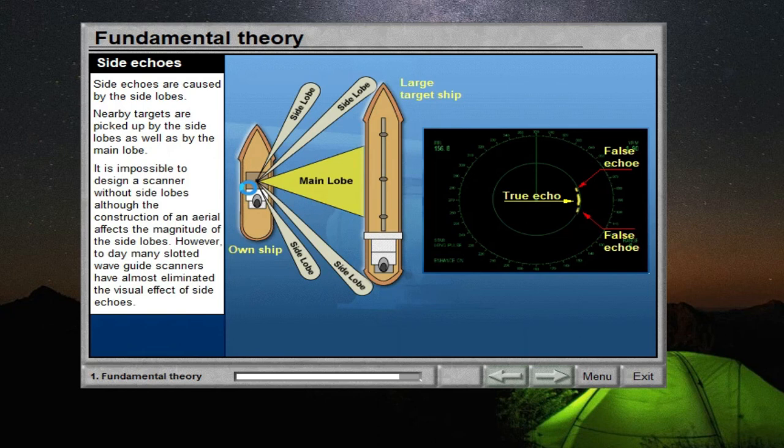It is impossible to design a scanner without side lobes, although the construction of an aerial affects the magnitude of the side lobes. However, today many slotted waveguide scanners have almost eliminated the visual effects of side echoes.